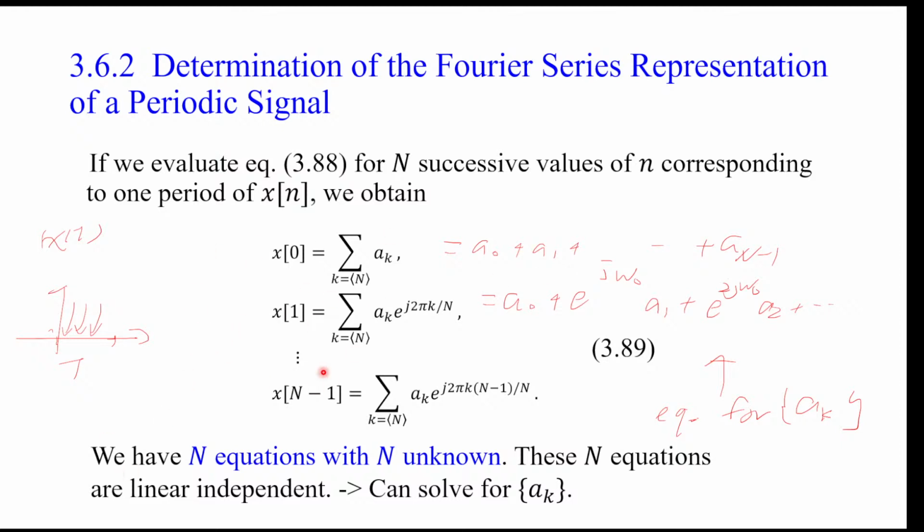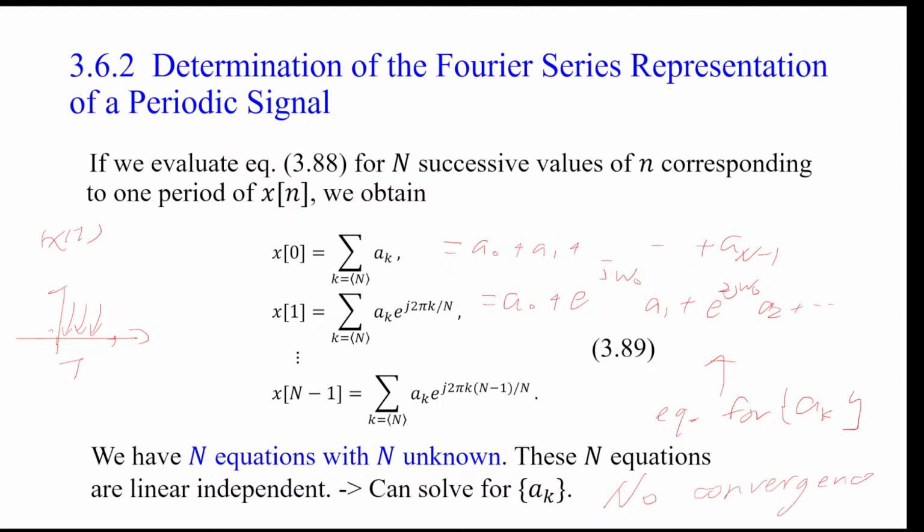And the important thing here is that there is no convergence issue, okay? Because the transformation between x and a is now just a linear transformation. And so this tells us that for any signal x or any set of coefficients a, there is no convergence issue, okay?